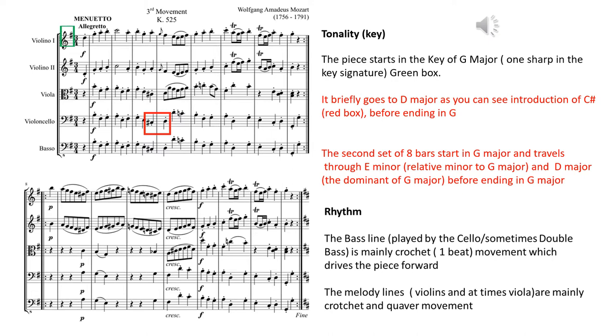The second set of 8 bars starts in G, but this time modulates or changes key to E minor, which is a relative minor to G major. Then we move to D major, which is the dominant of G major, before we finally end up back in the tonic key of G major. Let's have a listen to the minuet together, and I will point out the keys.